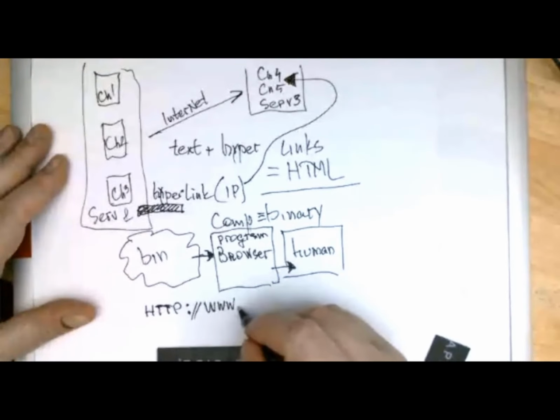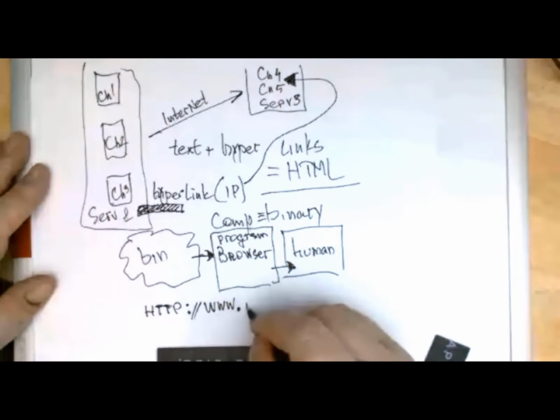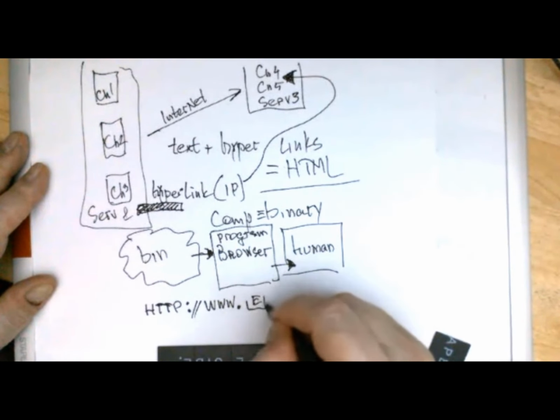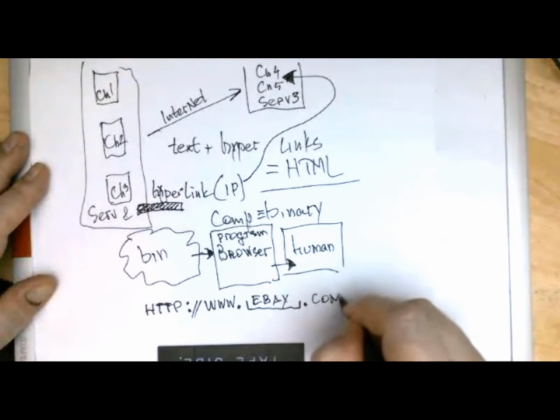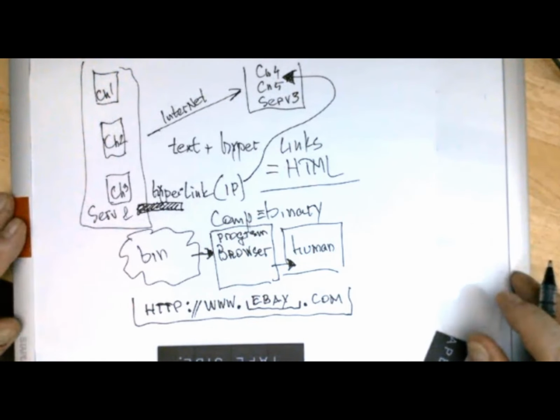Can I ask a question? Yes, please. Why do we sometimes have the S at the end of the HTTPS? Secure. Got it. www, then the name of the URL, for example, eBay, and then the extension .com. So this is a web address.